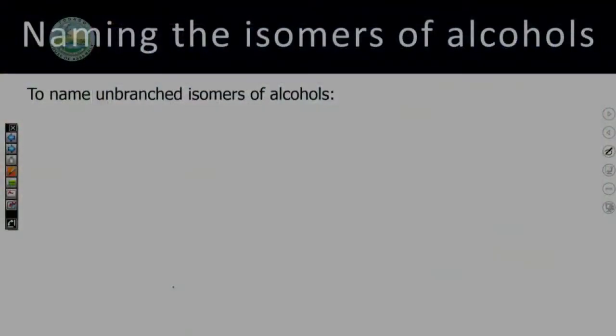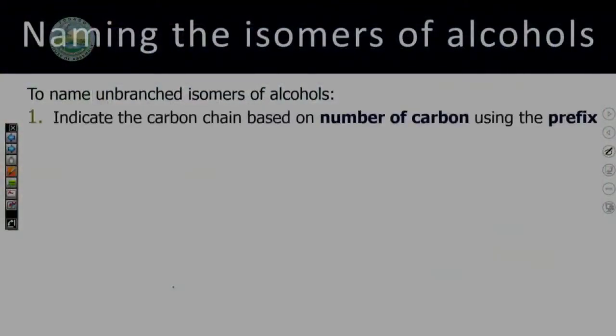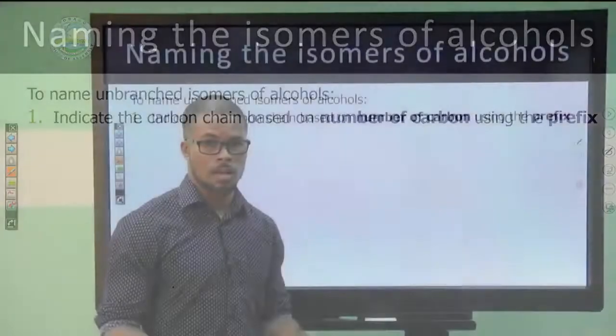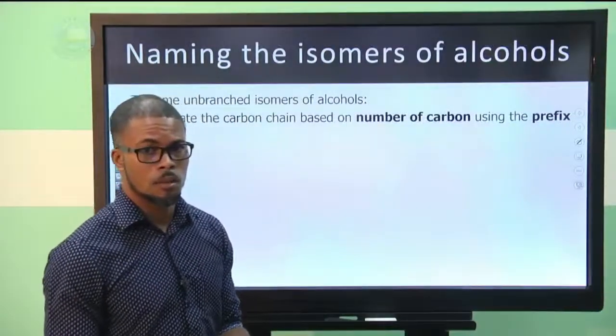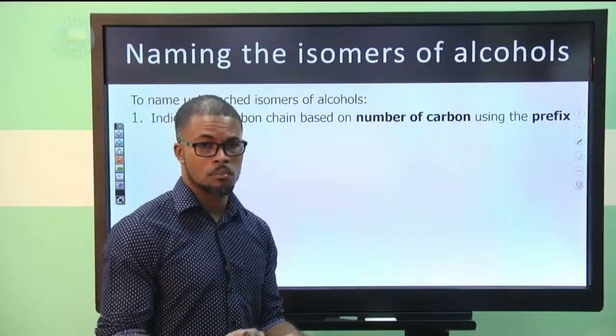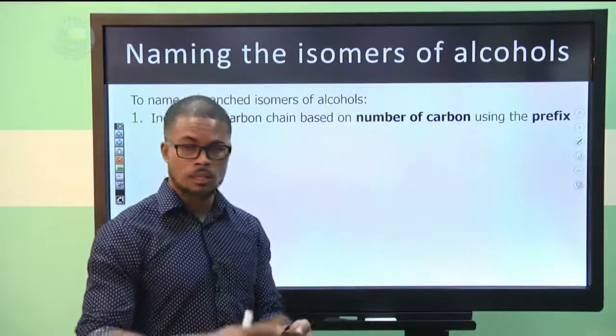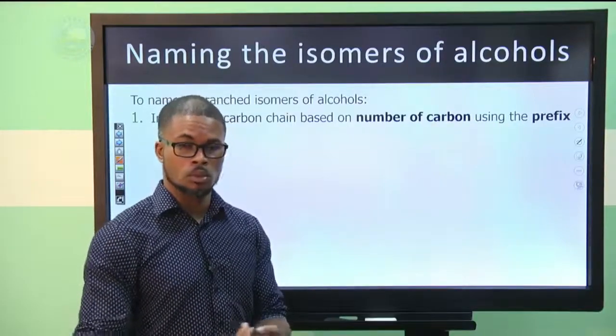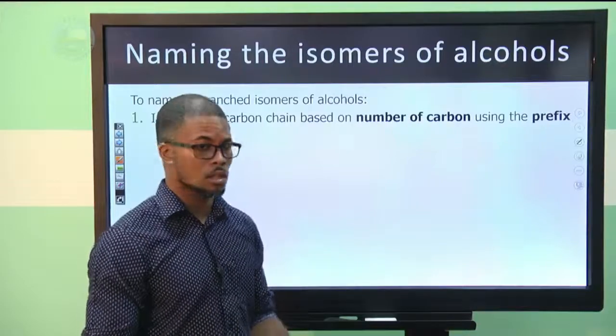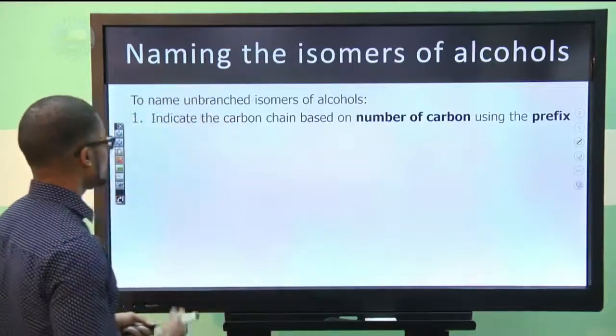To name unbranched isomers of alcohols, one of the first things we need to do is indicate the carbon chain based on the number of carbon atoms using the prefix. Of course, we know this one. Based on the number of carbons we have in the compound, we use a prefix, and that prefix could be met, et, prop, but, pent, etc. All right, and we are going to get that name. So that's the first one.